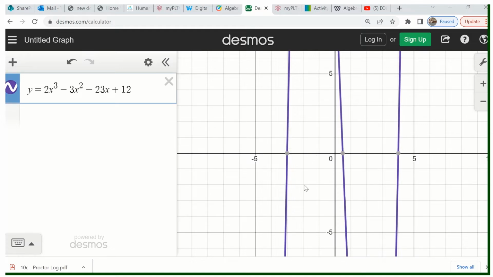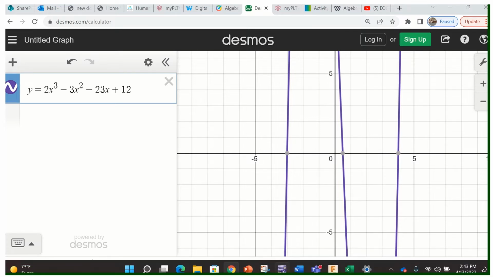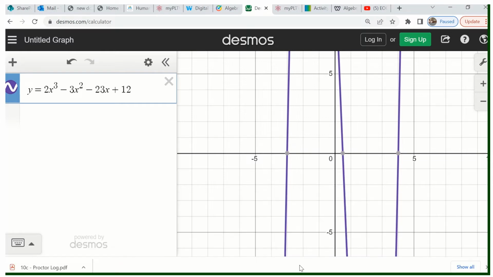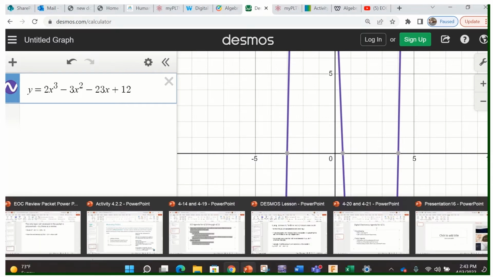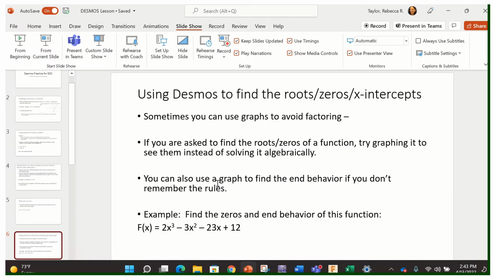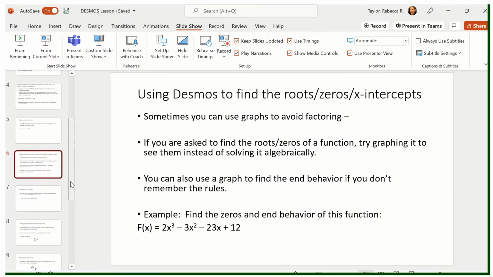Bring those back. Now for the end behavior, you can kind of see how this one goes, like it's moving from left to right if you look up at the top there. And so on this one, the left is pointing down and the right is pointing up. And so you can use those graphs to help you answer questions on end behavior and the roots. So that's the example.